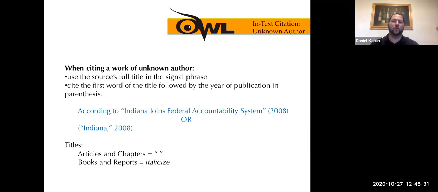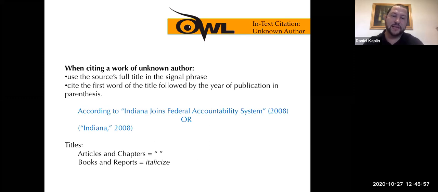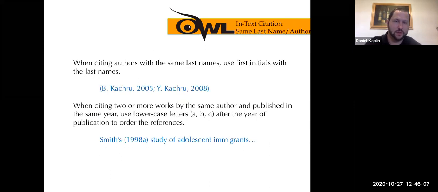So what do you do when you're citing a source and you don't have an author's name? Well, you can do, as a signal phrase, "according to Indiana Jones Federal Accountability System," that would be the title on the web page, right? Notice it's in quotes to tell the reader that that's the title of the web page. Or you can do it as a parenthetical citation using anywhere between 1 to 3 words in quotes, so ("Indiana," 2008). That would be how you cite an unknown source.